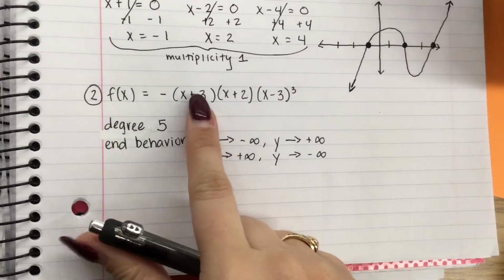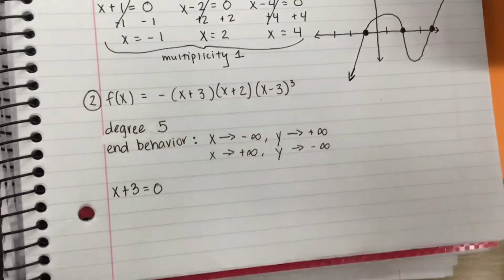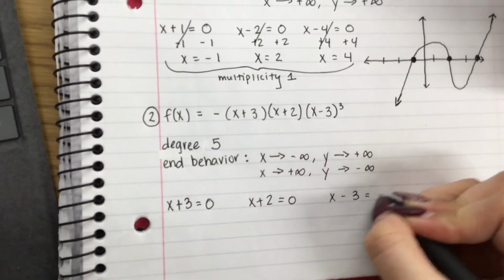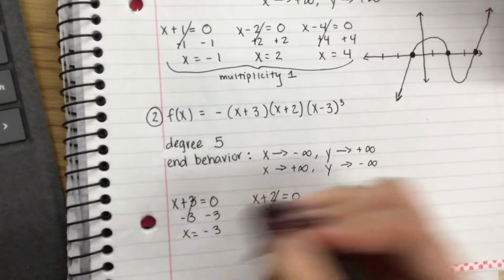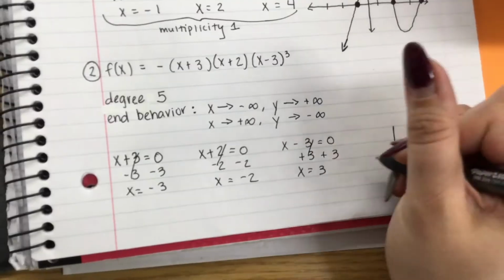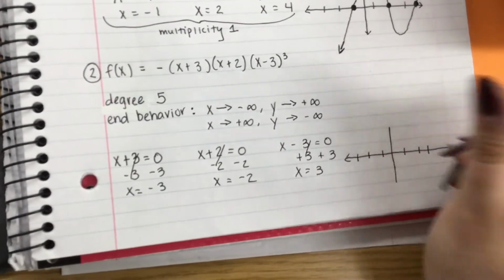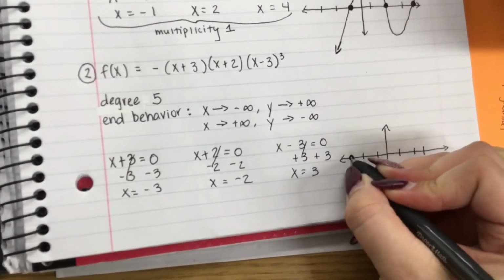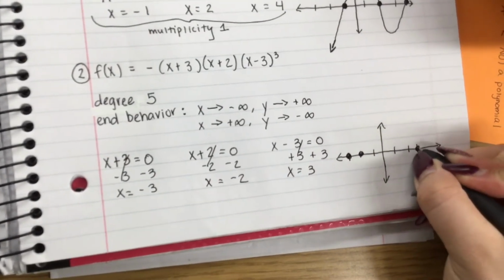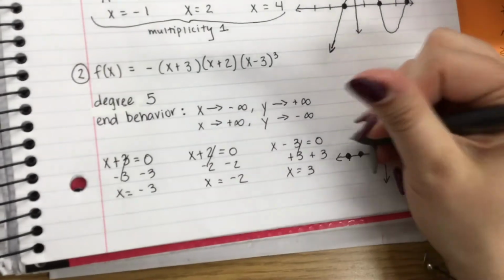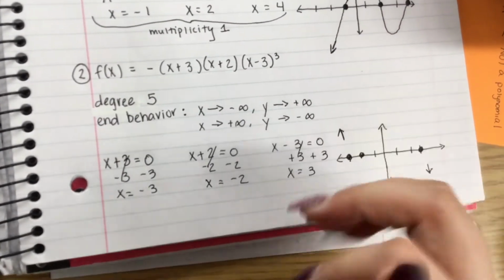Now we can go ahead and find those zeros, or those x-intercepts. I can set each one of those factors equal to 0, and then I can solve for my x-intercepts. Now I have enough information that I can sketch a graph of this. First I'm going to scale my graph so that I can put those x-intercepts on here. So I have that x-intercept at -3, -2, and then +3. The end behavior tells me that this goes up on the left and down on the right.